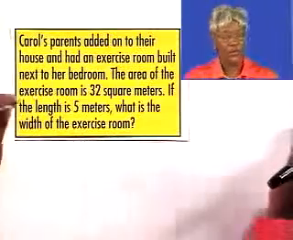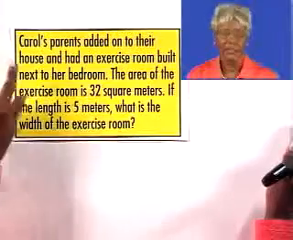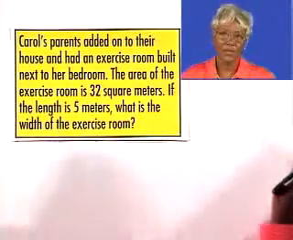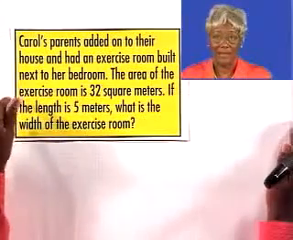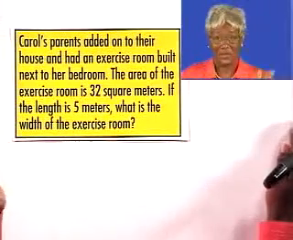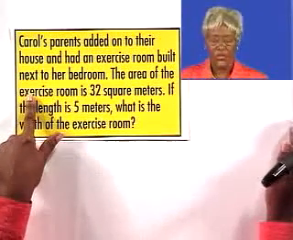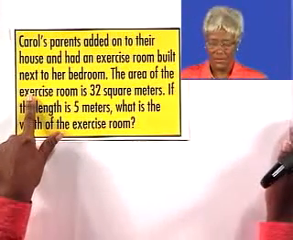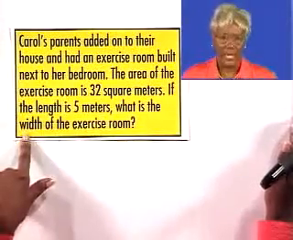I want to go back over it and look to see what the facts are. Carol's parents added to the house and they built an exercise room right next to Carol's room. That's neat. I wish I had that when I was growing up. The area of the exercise room is 32 square meters. If the length is 5 meters, what's the width?